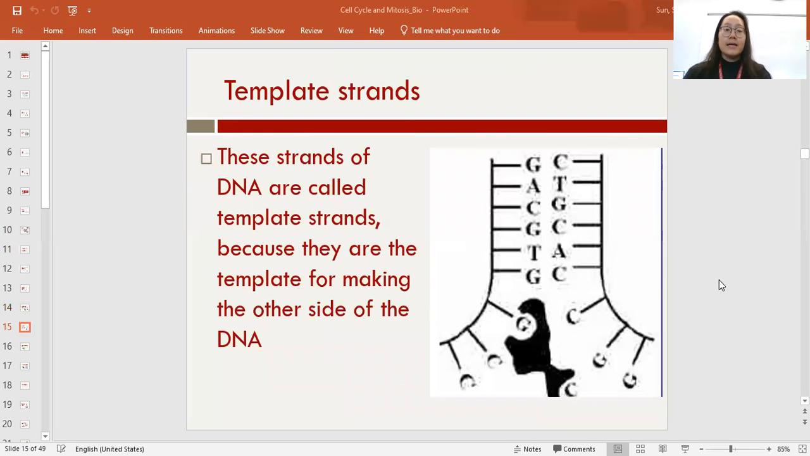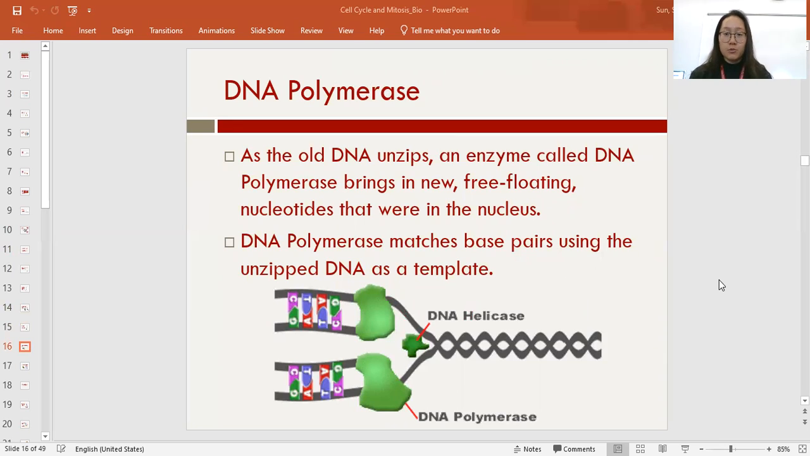The template strand is the strand of DNA that you use to make the copy. Use it as a template or a mold or an original form to base the new copy off of. And you'll copy your DNA using DNA polymerase, and that's the enzyme. So as the old DNA unzips, an enzyme or a protein that has a really important job called DNA polymerase brings in new free-floating nucleotides that were in the nucleus. They're just floating around normally until they're used, and they will be matched up in base pairs A, T, G, C on the template strands as they're built and built and built until the whole DNA strand is copied.